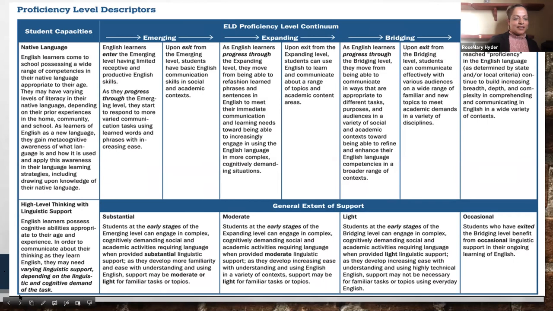Remember, English learners possess cognitive ability appropriate to their age and experience. In order to communicate about their thinking as they learn English, they may need varying linguistic support depending on the linguistic and cognitive demand of the task. Okay, so on the bottom there, emerging, you see, requires substantial support. Your expanding students will require moderate support, and your bridging students will require light support. And we also want you to remember that they are bringing in their native language, they are coming in with some assets, and you want to recognize that as well.